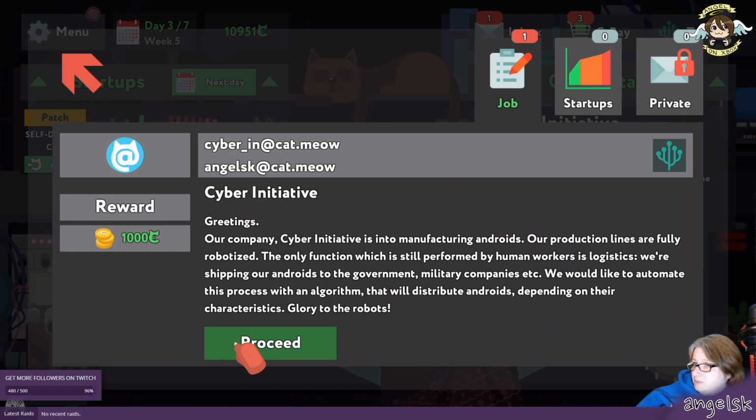Company's cyber initiative is into manufacturing androids. Excuse me. Our production lines are fully robotized. The only function which is still performed by human workers is logistics. We're shipping our androids to the government, military companies, etc. We'd like to automate this process with an algorithm. This will distribute androids depending on their characteristics. Glory to the robots!